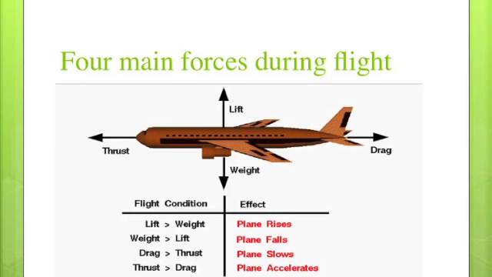When lift is greater than the weight of the aircraft, then the plane will begin to rise. It follows that when the weight of the aircraft is greater than the lift, the plane will begin a descent. Drag is defined as a mechanical force produced by the interaction and contact of a solid body with a fluid. Thrust is the force produced by the engine of an aircraft. When thrust is greater than drag, the plane will accelerate, and when drag is greater than thrust, the plane will slow down.